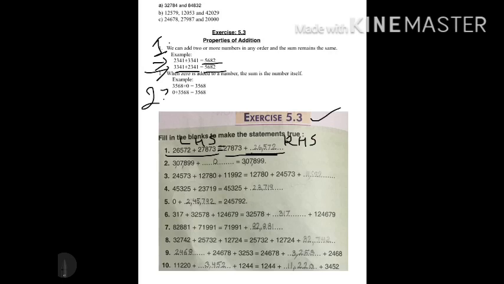Now here, second, what should be added to 3,07,899 to make it 3,07,899? The same number, nothing should be added, so 0 is the answer. So keeping all this in mind, you can do this exercise also.